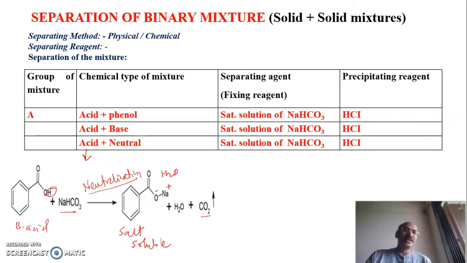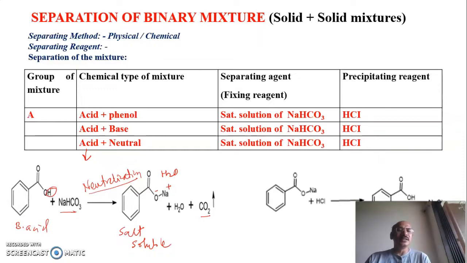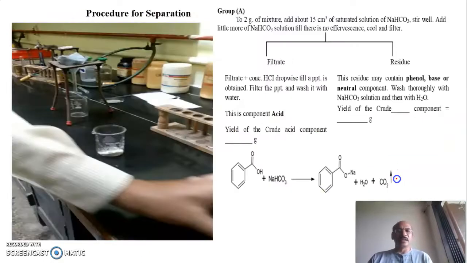Okay, what is the role of HCl? How does it precipitate that dissolved salt back? That reaction is here. You see, in this reaction Na is again replaced by H. Again acid is formed, and you know that acid is insoluble in water, and therefore that will be there as a precipitate. Okay, we'll see with practicals.